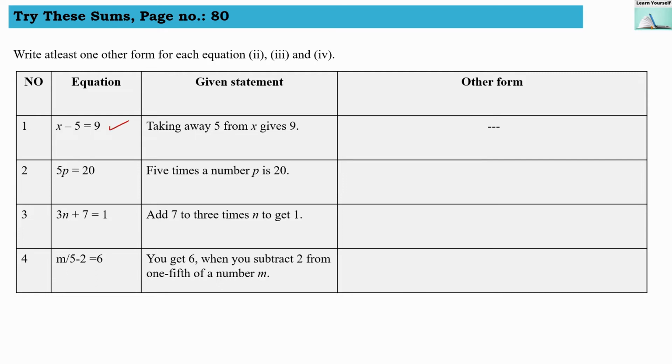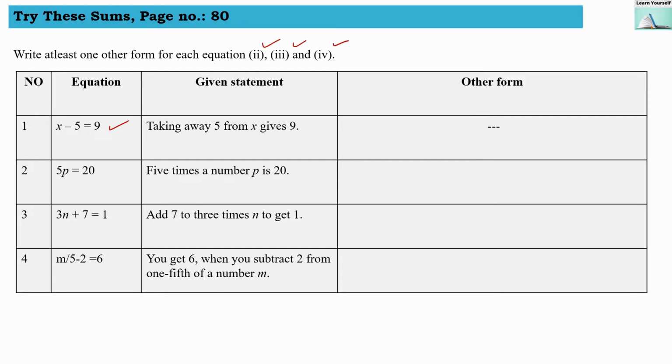So simply we can write it here that 5 subtracted from x will give us 9. So like that our language has been changed, but we have explained the same equation. Same thing we have to do for the second, third and fourth.